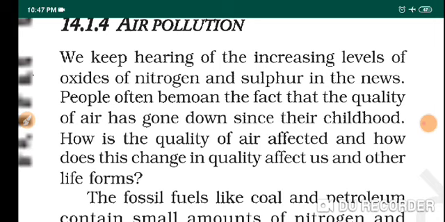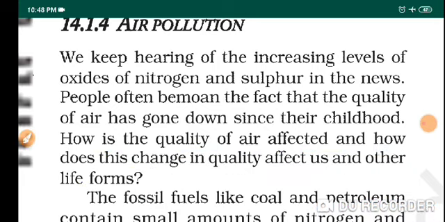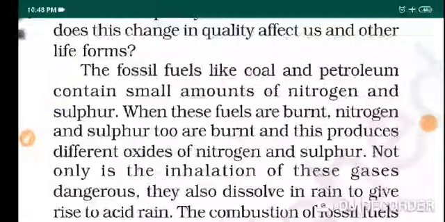The next topic which we have is the pollution of air. Right from primary classes, we have been learning this very often, how the air around us gets polluted, isn't it? So here also the question is given in the same format. How is the quality of air affected and how does that change affect the life? Okay, so let us move into that particular part.